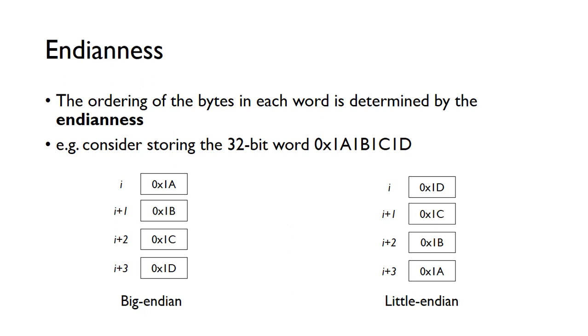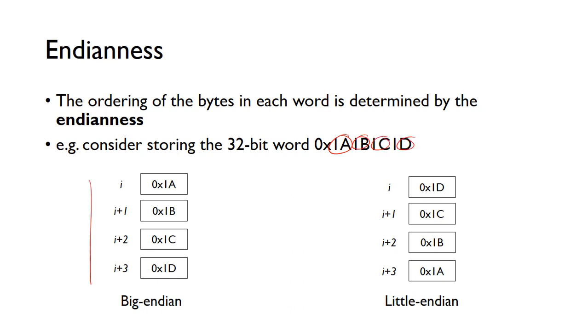Now look at Endianness. This is to do with the ordering of the bytes in each word. If in this example we want to store a 32-bit word, shown here, we've got 0x in hexadecimal, 1A, 1B, 1C, 1D. If this was stored in big endian format, the first memory address would store 1A, that is this first byte. The next slot would be 1B, next one 1C, 1D.